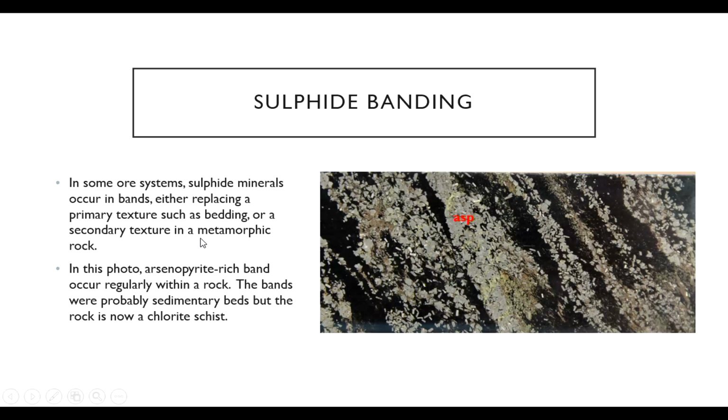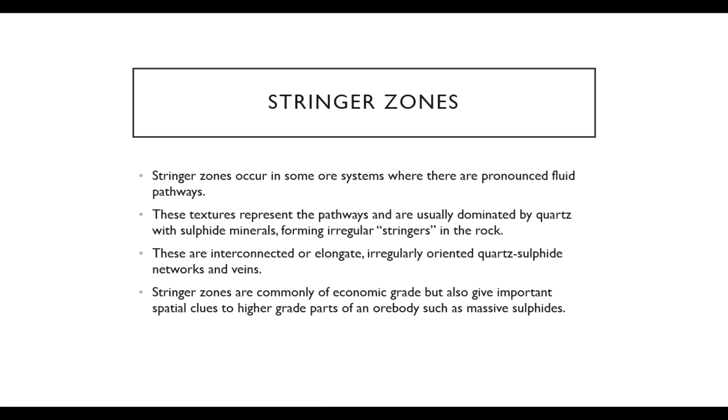It could also be a secondary texture in a metamorphic rock, so related to a foliation. So things like Broken Hill, maybe a lot of the sulfides have actually been aligned in association with deformation. So in this photo we have arsenopyrite occurring in bands. There was probably a sedimentary rock, but now it's a chlorite schist. So we have to work through, using different geological relationships, to decide: did the sulfides exist before it was metamorphosed or did they exist afterwards? So we have to do that standard sort of geological reasoning.